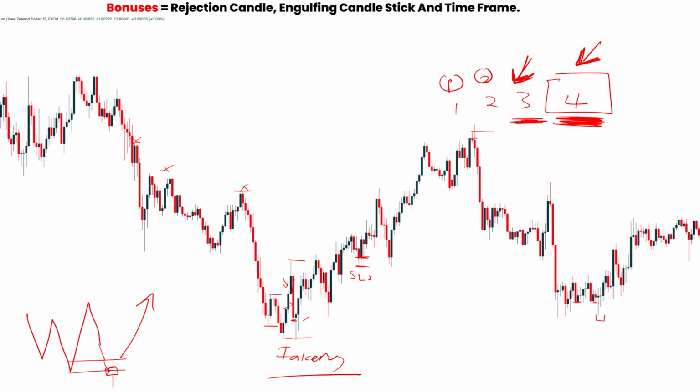Here we don't have anything. We don't have anything here. This one here is proper, but if you entered, then you got stopped out around this if you were targeting this high. Okay, so right now let's move forward.